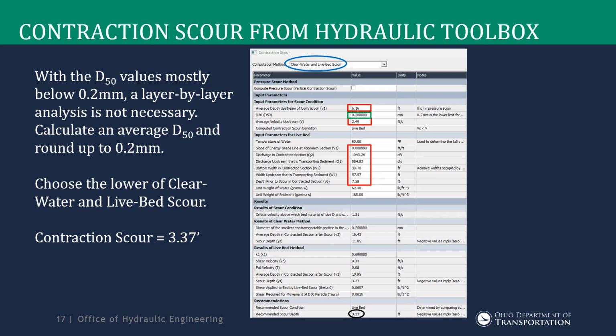Like I said, with the D50s below 0.2, we rounded it to 0.2. And a layer by layer analysis won't be necessary. And we inputted all of our hydraulic information that it asked for, including average depth and velocities and flows. And we came up with a contraction scour of 3.37 feet.